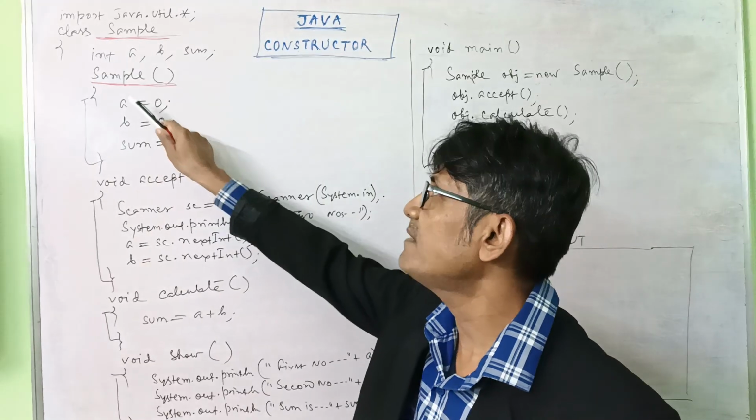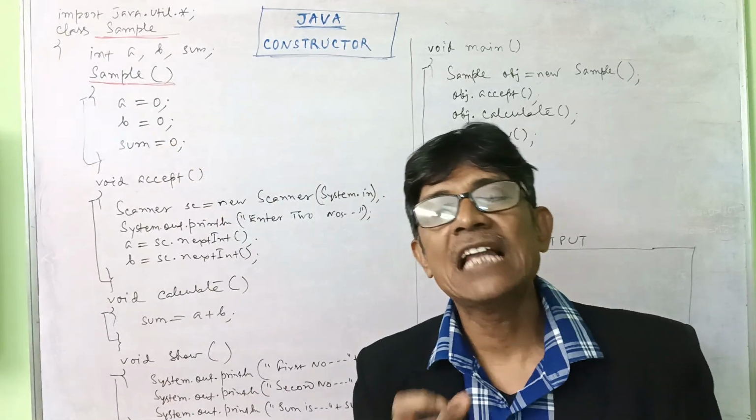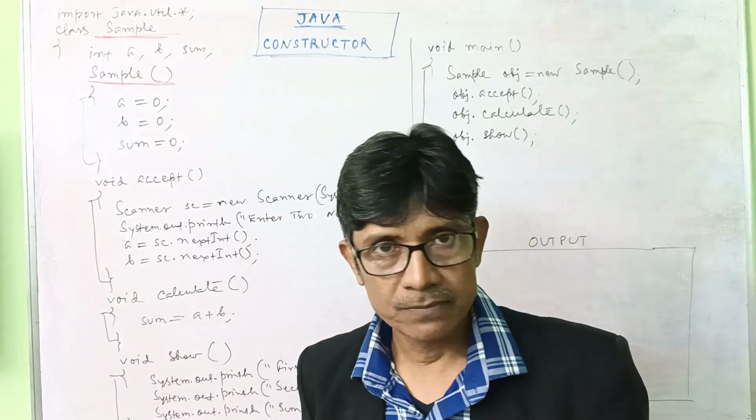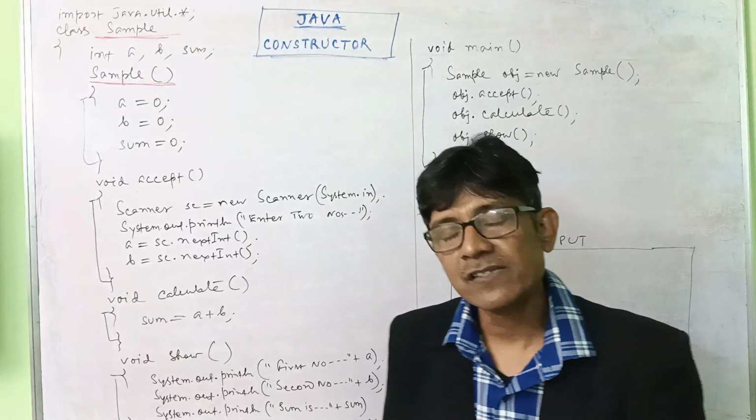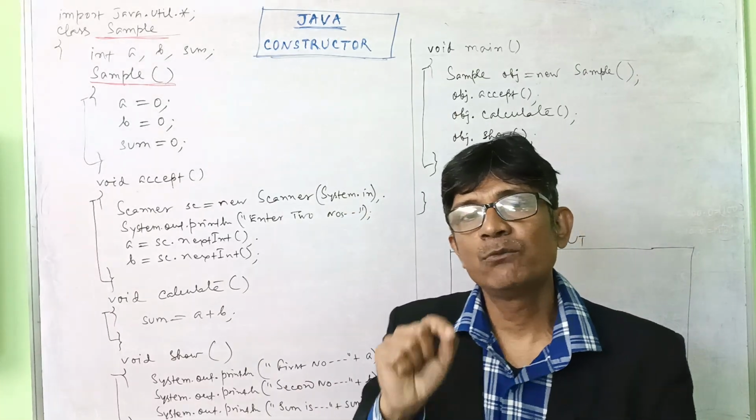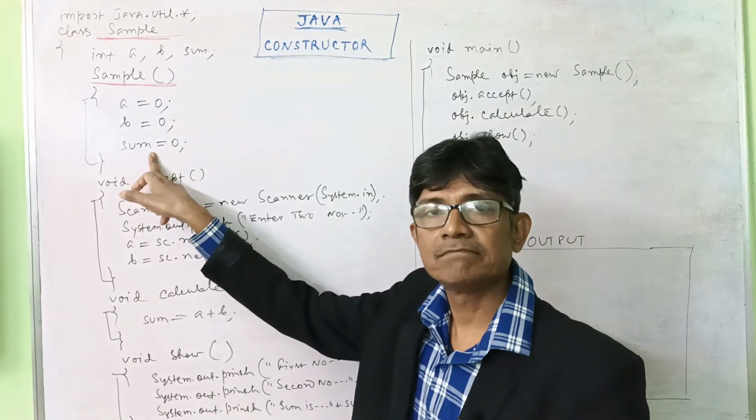But for these two variables, once again we will accept the values from the user, and those values we will process, and the final result we will keep in the variable sum.